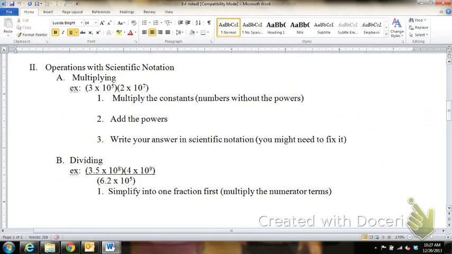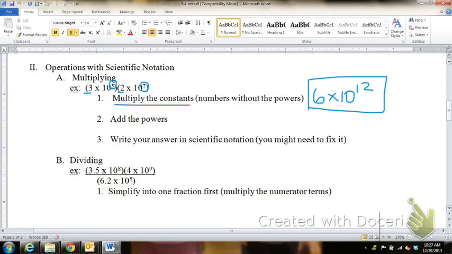So here we go. This is why it's in this chapter, because when we did this with variables, you multiplied the constants, the numbers in front, so 3 times 2 is going to be 6. And then times 10, keep the base, and you add the exponents. 5 plus 7 is 12. And that's already in correct scientific notation. Had I gotten a 2-digit number here, I would need to fix it. But I don't need to fix this, so I'm done.